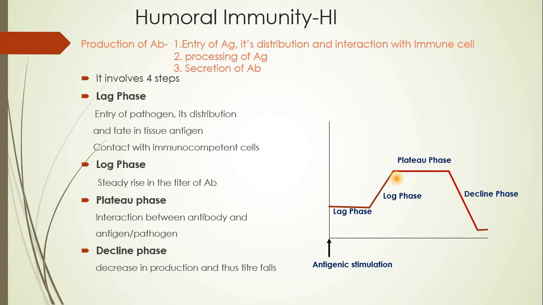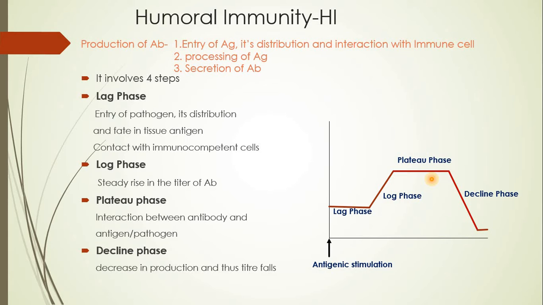Further, the number of antigens which have made their entry and are interacting with the immunocompetent cell remains constant in this third phase, which is called the plateau phase. I can say the amount of antibody synthesis remains constant. This is because both the antigen as well as the activated immunocompetent cells are at equilibrium. Further, the antibody which is already synthesized will interact with the antigen itself, as a result of which there will be elimination of antigen.